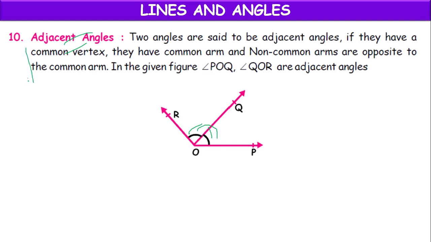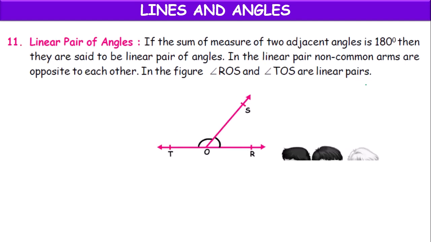It is also not an individual angle. It is also a pair of angles. This POQ, QOR, these two are adjacent angles. Next, linear pair of angles. If the sum of measures of adjacent angles is 180 degrees, then they are said to be a linear pair. In a linear pair, the non-common arms will be opposite to one another. So that is the hint for finding a linear pair of angles.